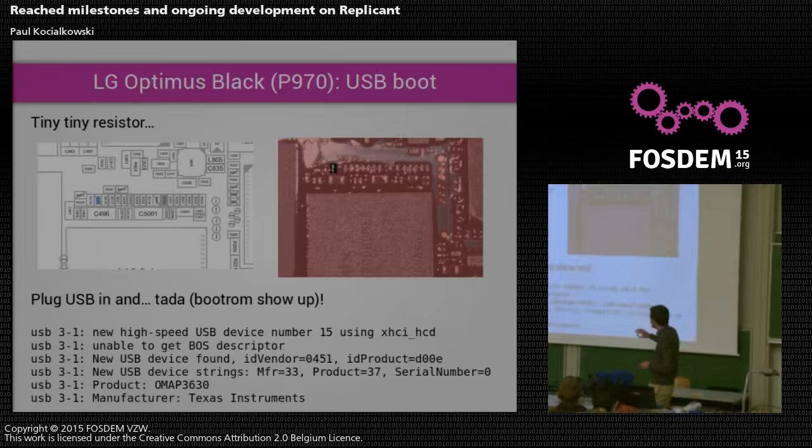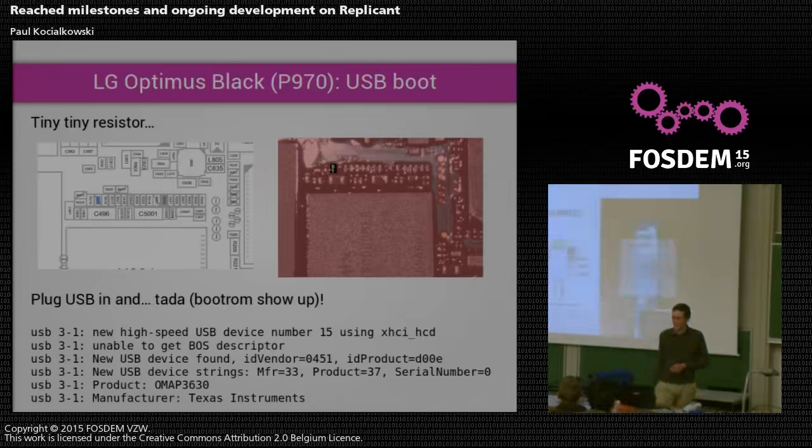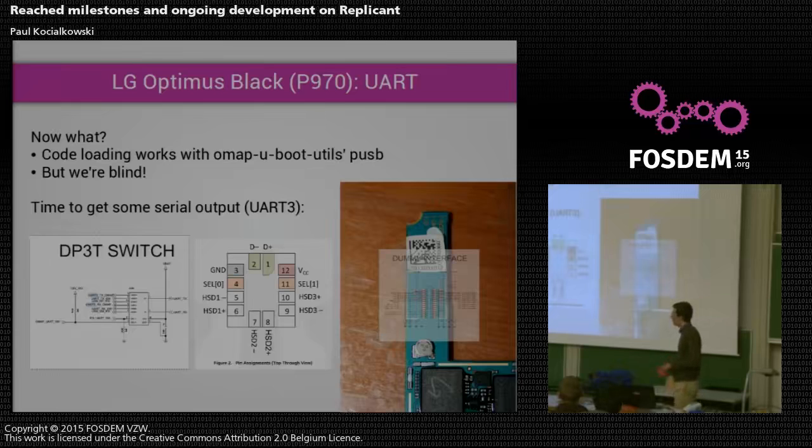And when you do that, you connect USB and you see this, which is the bootrom asking for code. So that's great. Now we can load our code, but now what? We're still blind. Sure, our code loads, but we don't see it running, right? It's not going to initialize the LCD. It's really complex to do that. So how do we get some output? Well, that's when you need serial output. So that's UART. And that's something you need to see what's going on.